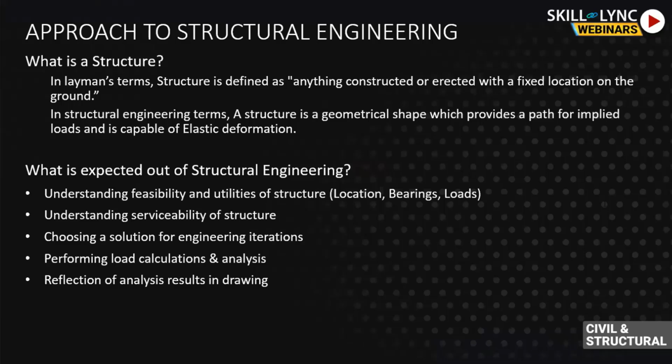But in structural engineering terms, what does a structure mean? It's basically a geometrical shape which provides paths for implied loads and is capable of elastic deformation. Why do I say that it provides a path for implied loads? The basic idea is that a structure provides a geometrically aligned shape which would carry some load. Force can be understood as flowing through the structure, and it flows from lower moment of inertia to the higher moment of inertia. That means from a less stiff part of the structure to the higher stiffness, right?